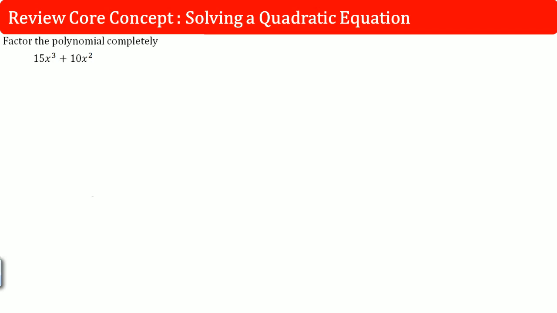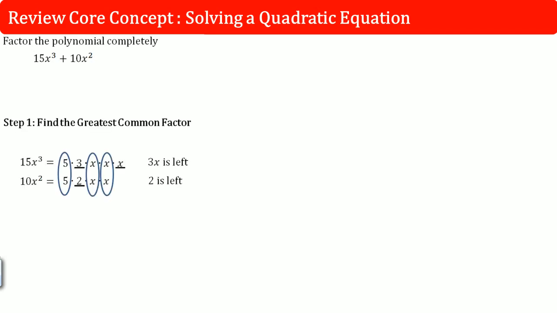Here, it says to factor the polynomial out completely, 15x cubed plus 10x squared. Step 1 is to find the greatest common factor. The greatest common factor can be found when we expand out each term. 15x cubed was expanded out to 5 times 3 times x times x times x. And 10x squared was expanded out to 5 times 2 times x times x. What I did is I circled the like terms, and I saw that the greatest common factor here was what I circled, which is 5x squared.